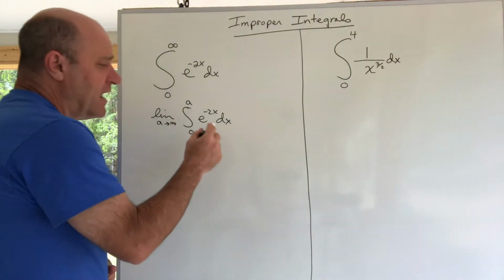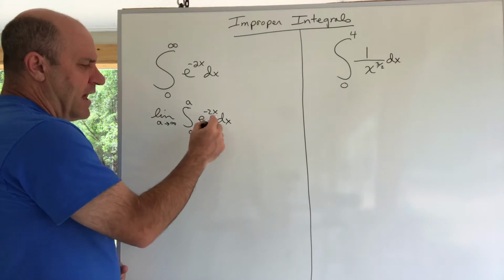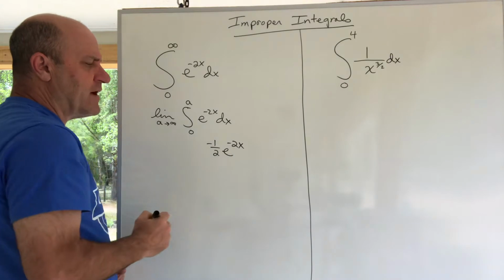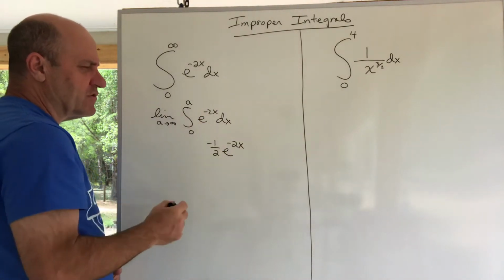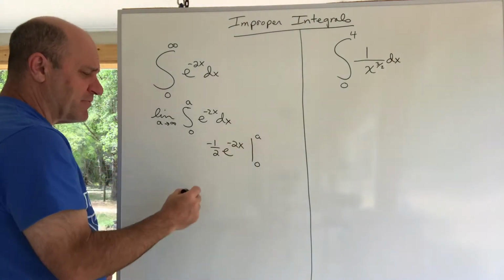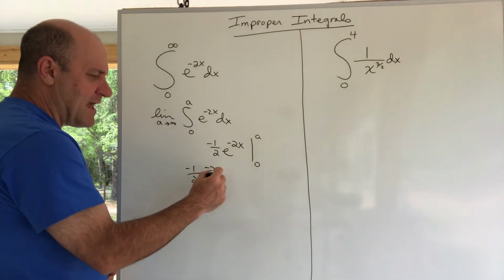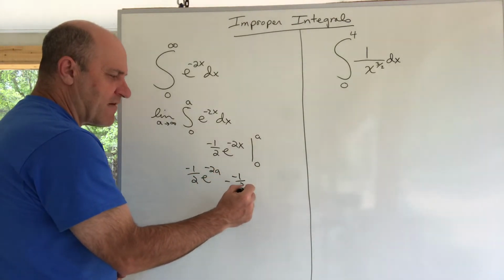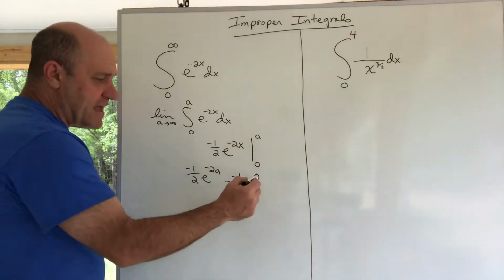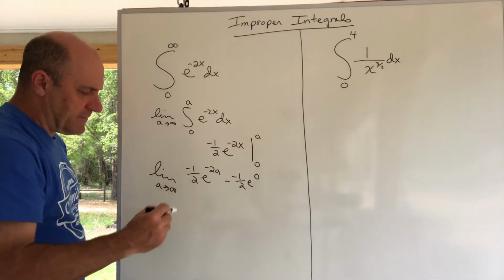So here we go. In order to do this integral, you know there's a little u substitution involved. I think you know the answer is -1/2 e to the negative 2x. So I skipped over the u substitution. I'm going to evaluate it from 0 to a. That means I plug in an a, I get -1/2 e to the negative 2a minus -1/2 e to the 0. You plug in the a, you plug in the 0. There's the answer, but I am trying to take the limit as a goes to infinity.